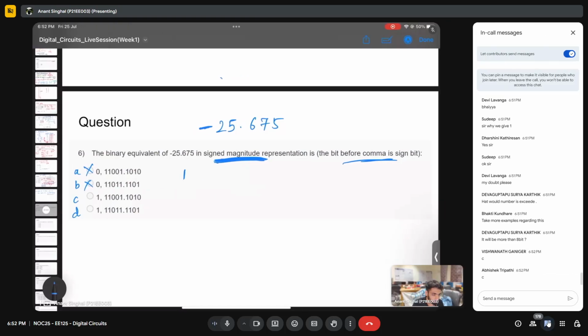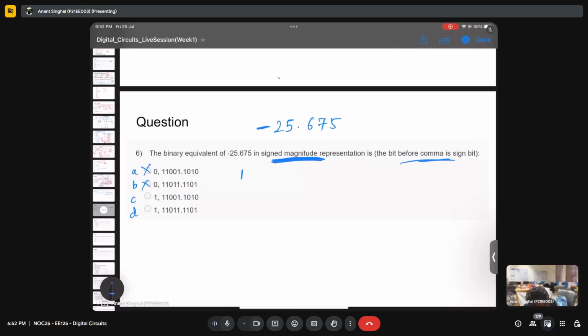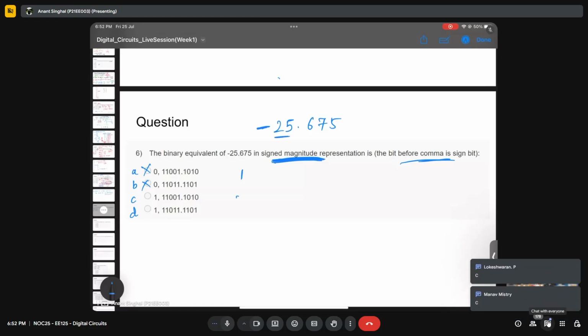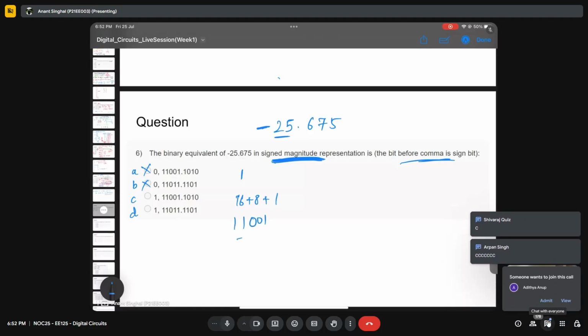I can already see some of the answers as C. So let's try to calculate. For 25, it will be 16 plus 8 plus 1, I think. So it will be 11001. So this is the 25. The sign bit would be 1.